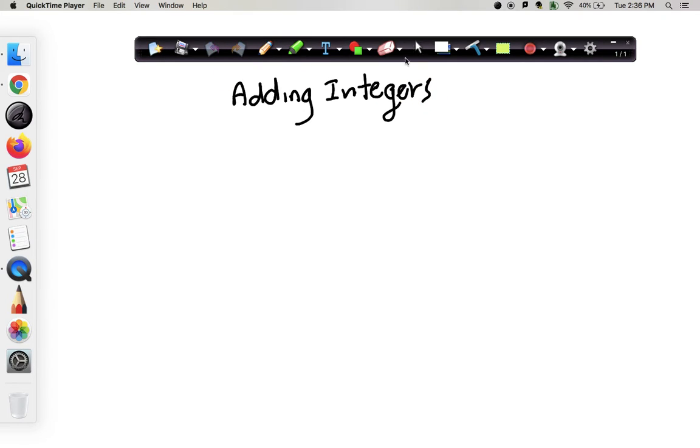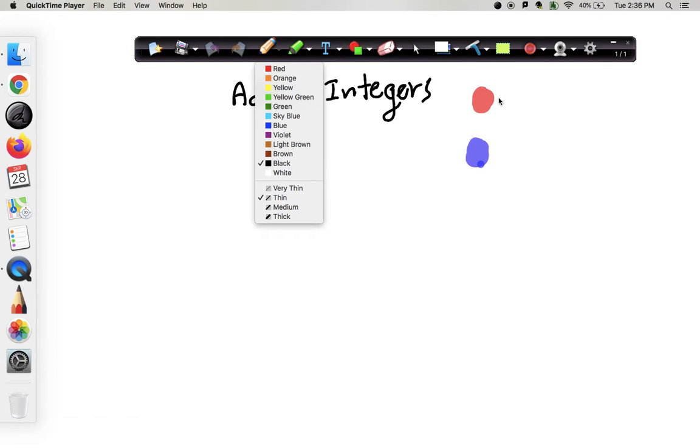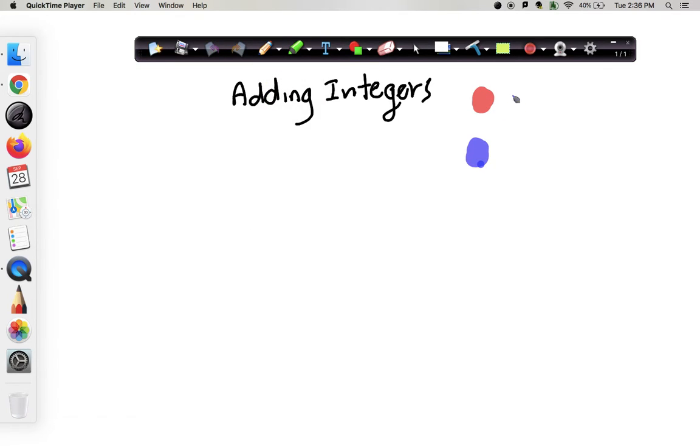And what we did was we chose a color for positive and a color for negative. So there's my negative color, and blue is going to be my positive color. So this is negative, and this is positive.